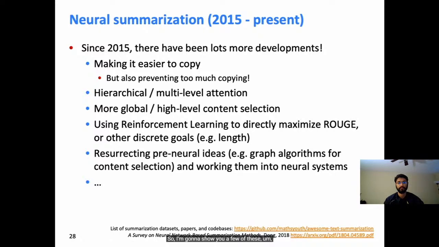So I'm going to show you a few of these, especially because even if you're not particularly interested in summarization, a lot of the ideas that we're going to explore here are applicable to other areas of NLG or just other areas of NLP deep learning. So the first thing on the list is making it easier to copy, which seems like probably the first thing you want to fix if you've just got basic seq-to-seq with attention.